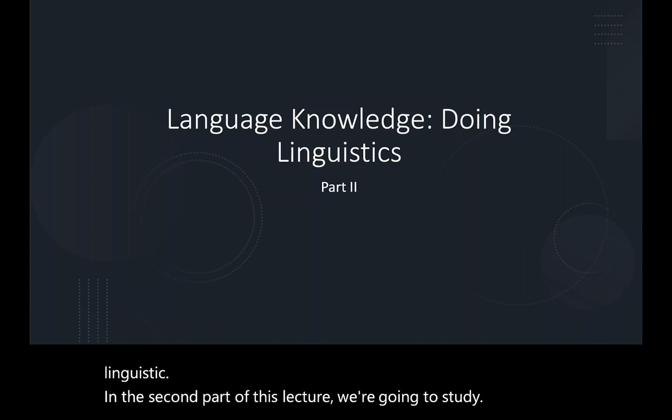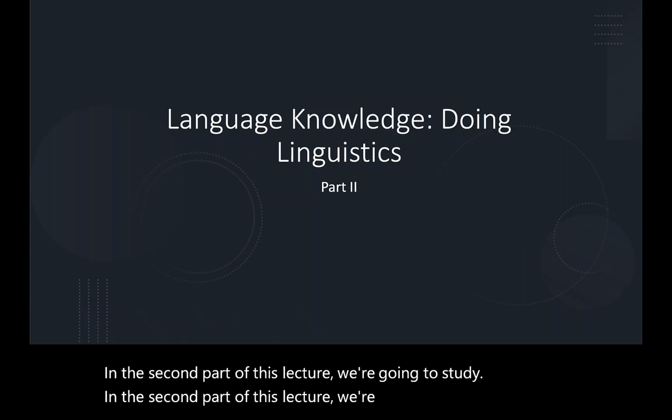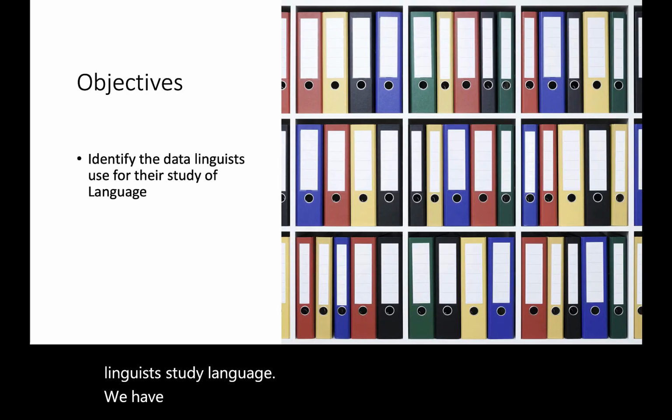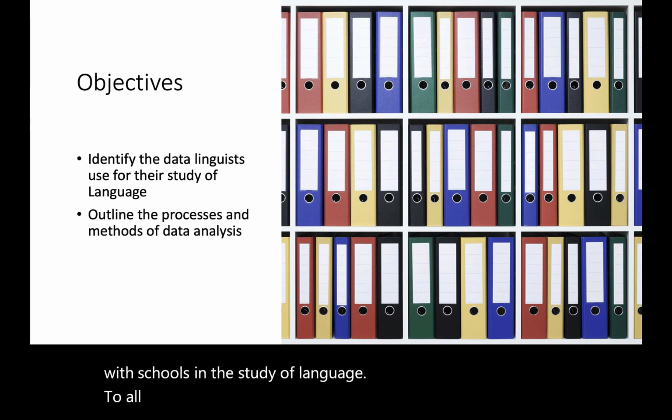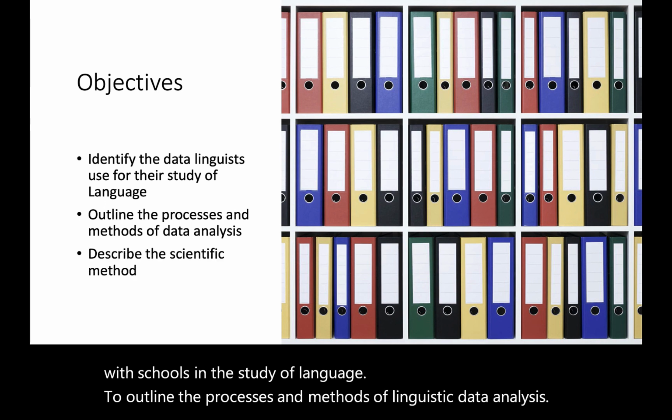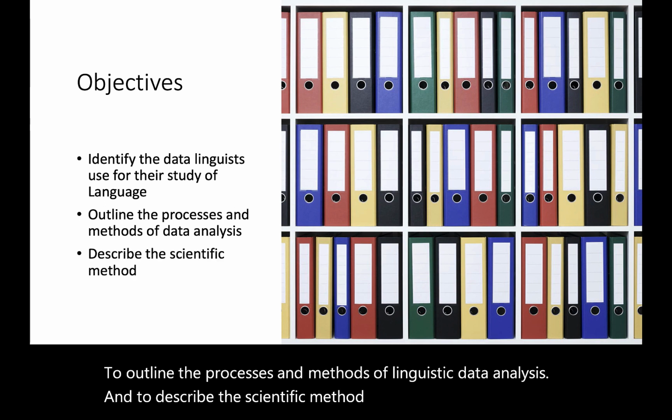In the second part of this lecture, we're going to discuss how linguists study language. We have three main objectives: to identify what kind of data linguists use in the study of language, to outline the processes and methods of linguistic data analysis, and to describe the scientific method as it is applied to the study of language.